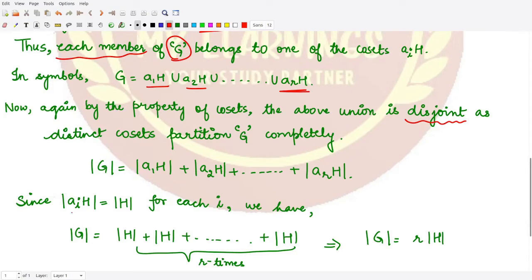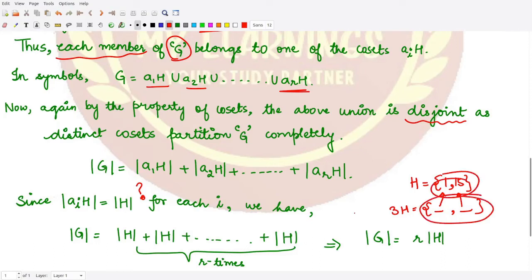Moreover, the order of each coset AiH is equal to the order of the subgroup H. Why is this so? Can you guess? If you remember in the previous example, we had the subgroup as 1, 15. Each coset is obtained by the same number of elements. Here we have two elements, so the next coset would also have two elements. Why? Because we are just multiplying the coset representative with every member of the subgroup H, so the order remains the same.